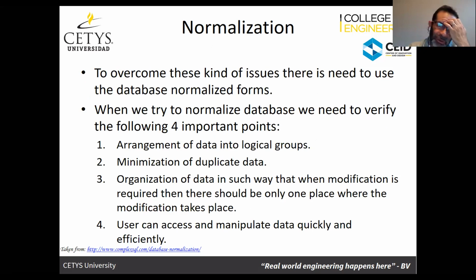The idea also is for the information and for the data to be organized in a way that we can access it and manipulate it quickly and efficiently. So those are basically the 4 reasons to do normalization or to do this procedure with the tables.